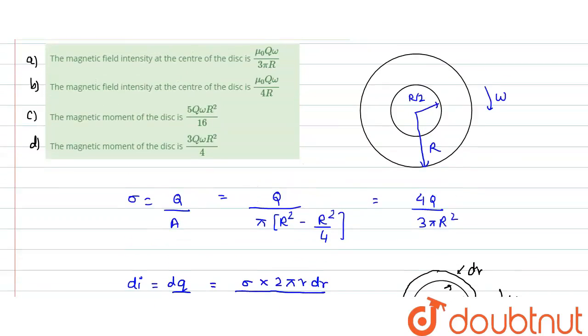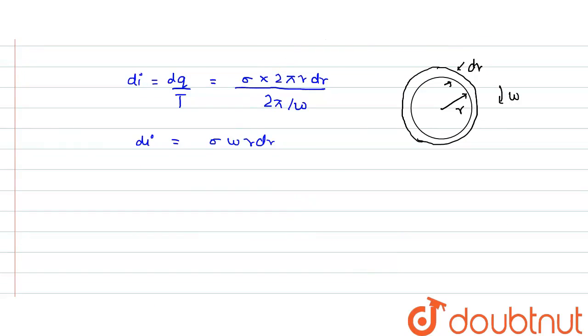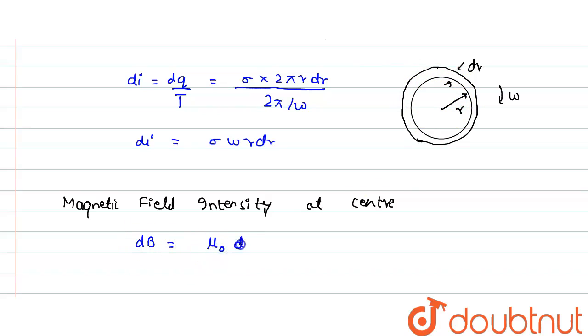Now we need to find what is the value of the magnetic field intensity at the center. First of all, we can find the magnetic field intensity due to this strip at the center and then we can integrate it. So the magnetic field intensity at the center is given as dB, the small magnetic field, would be mu naught into the current which is constituted by this, that is dI, divided by 2 and the distance from the center, which is equal to small r. So we have just calculated the magnetic field due to this strip.